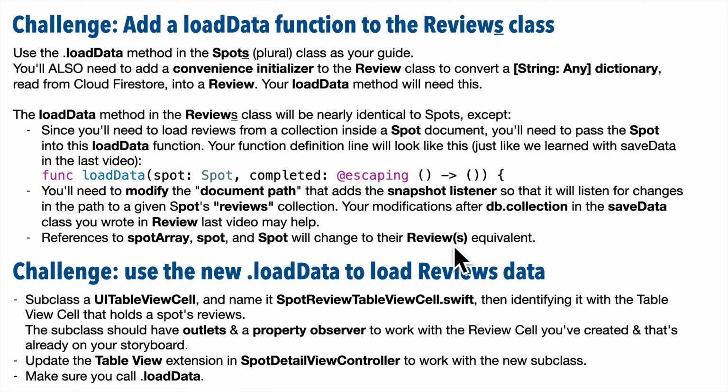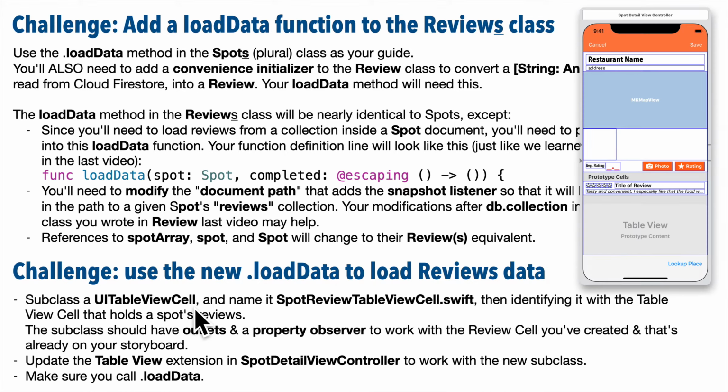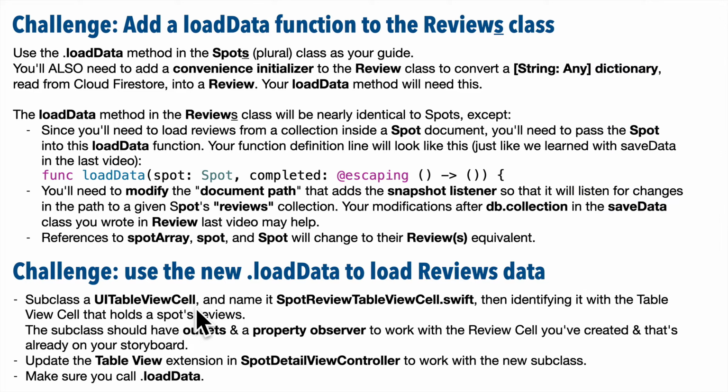And once you have a working load data function inside of your reviews class, you will need to do everything to actually load in the reviews data. Now this includes finishing the custom table view cell that will hold the review information. You already laid out this cell. This is the one with the 5 stars in it, the title, and the one-line label containing review text. You want to create a new Swift file that's a subclass of UITableViewCell. Why don't you call that SpotReviewTableViewCell.swift, and then set this new class as the identity for your custom table view cell, that review cell.